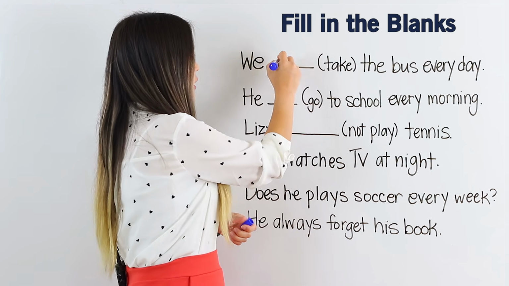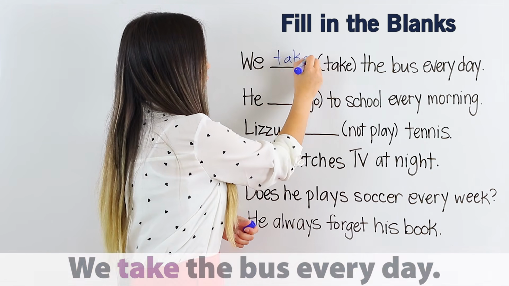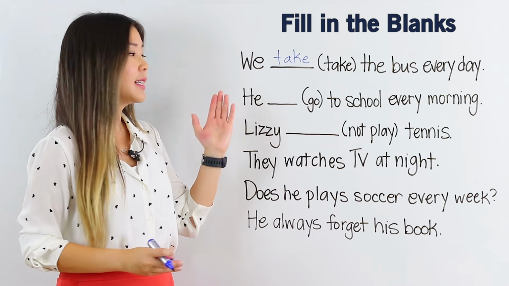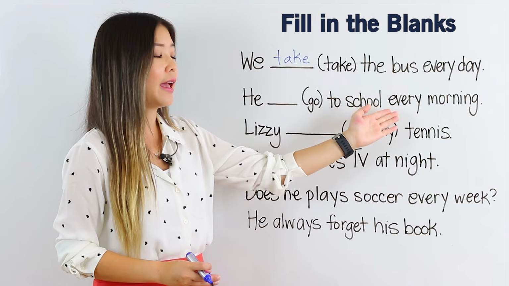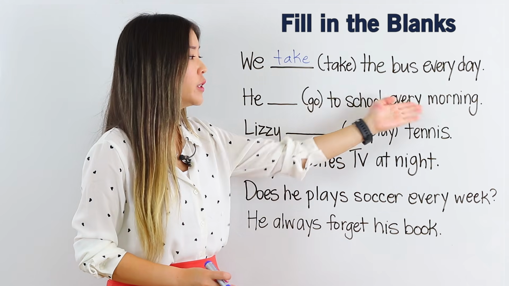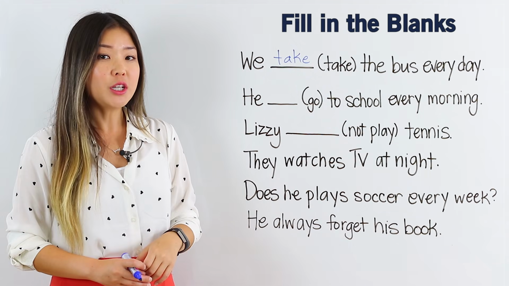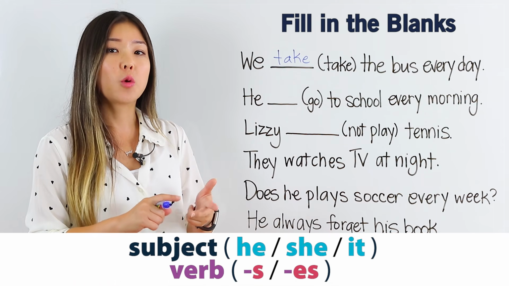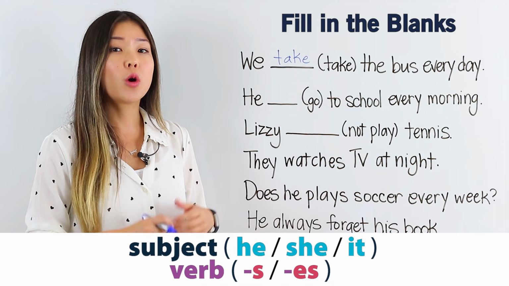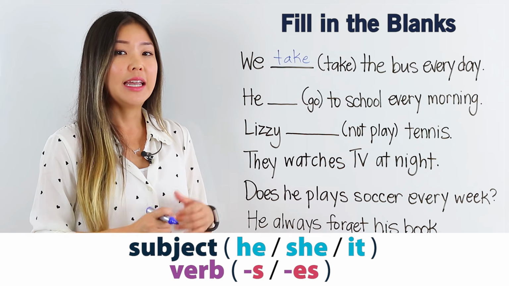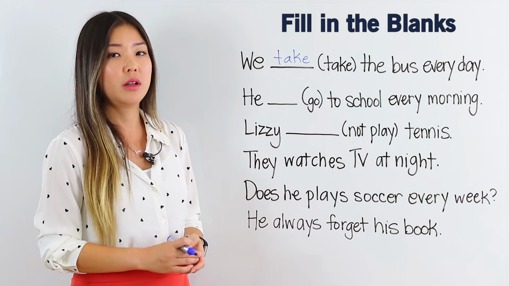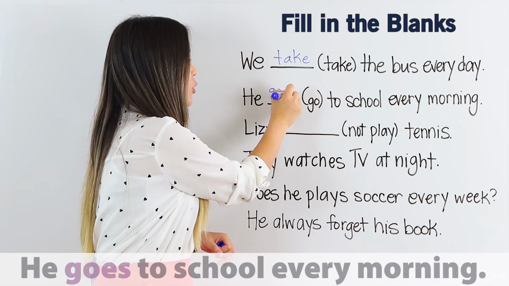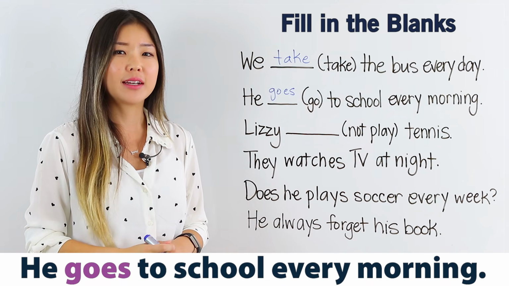Therefore, the correct answer is we take the bus every day. In the second sentence, it says he blank to school every morning. Again, a routine. The subject here is he. What do we do if the subject is he, she, or it? We add S or ES to the verb. In this example, the verb is go. So we have to add ES. He goes to school every morning.